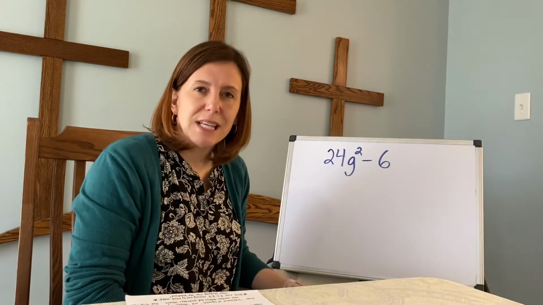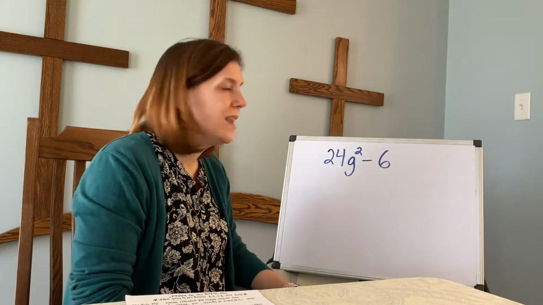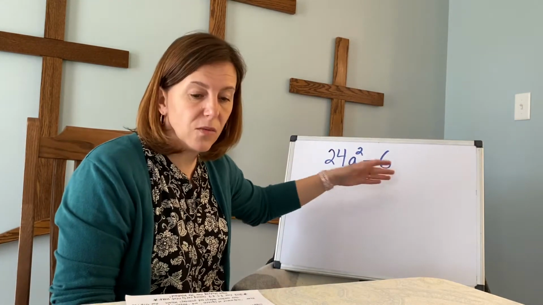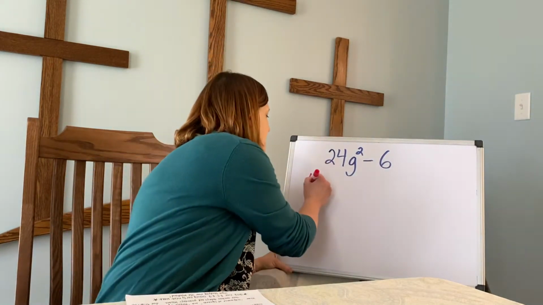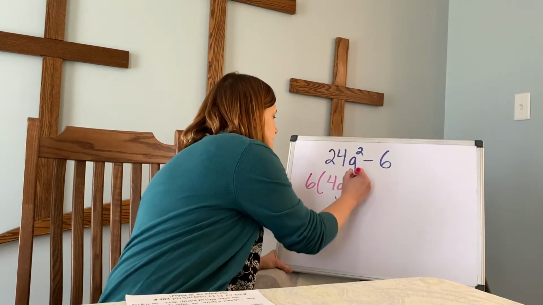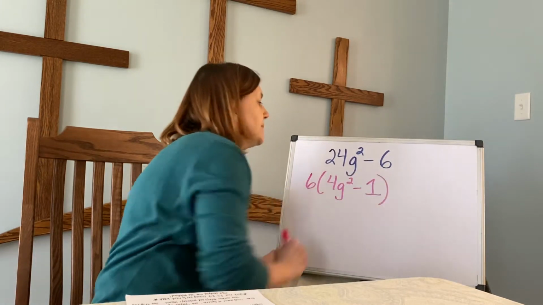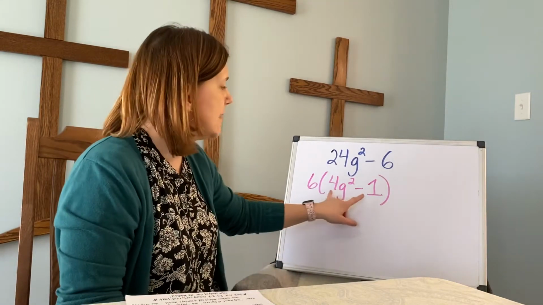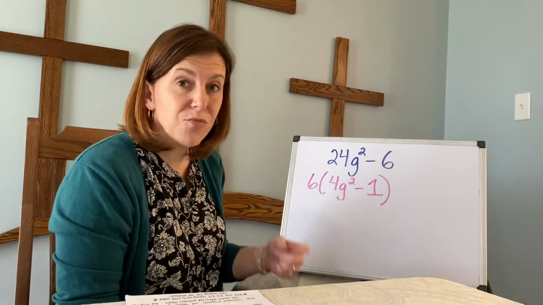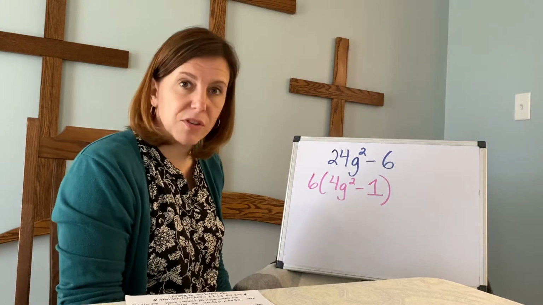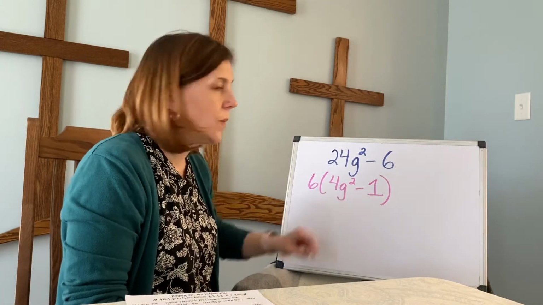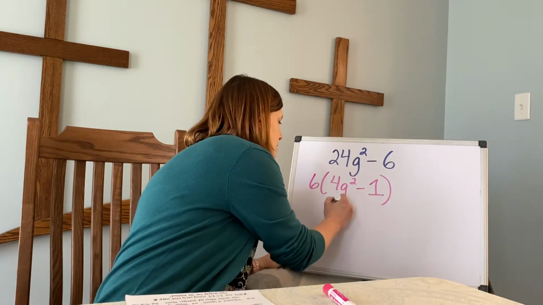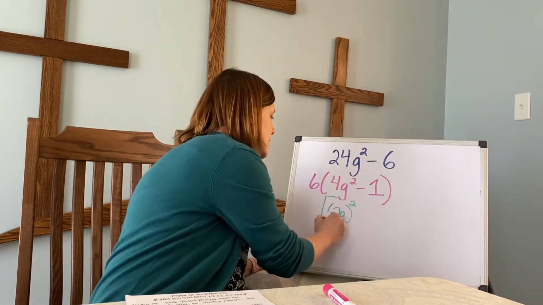Well, I also see that I can take out a greatest common factor. What number divides evenly into 24 and 6? Well, it's 6. So let's take out that greatest common factor and then divide everything inside by 6. Now I look at this and I still see I have 2 terms, but now I can recognize my pattern. I have difference of squares. 4g squared is, let's write it as 2g quantity squared going on here.